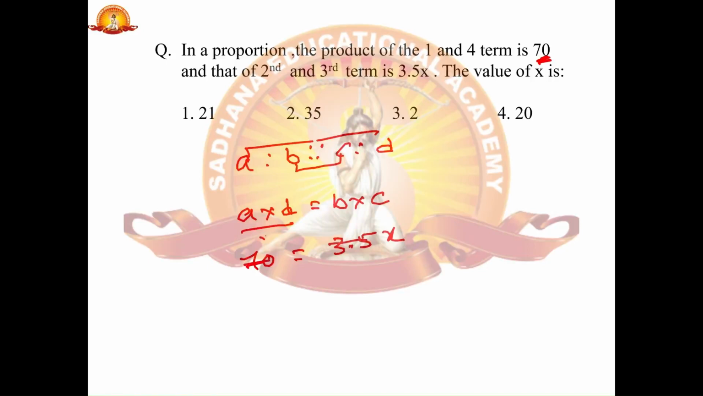35 cancels 70 2 times, but 3.5 will cancel for 20 times. Therefore, the x value is 20. So fourth option is the correct answer.